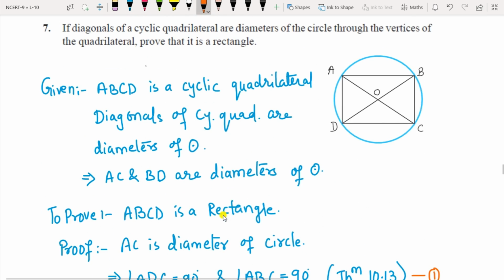Question 7 here is, if diagonals of a cyclic quadrilateral are diameters of the circle through the vertices of the quadrilateral, prove that it is a rectangle. So you have to prove that ABCD is a rectangle. Given is ABCD is a cyclic quadrilateral, diagonals of the cyclic quadrilateral are diameters of the circle, and therefore AC and BD are diameters of the circle. You have to prove that ABCD is a rectangle.